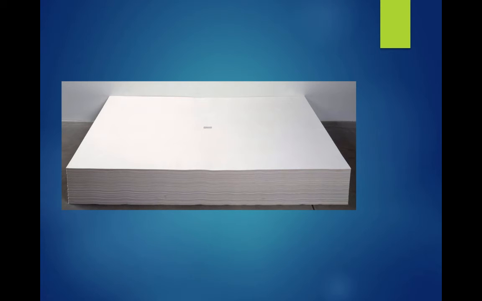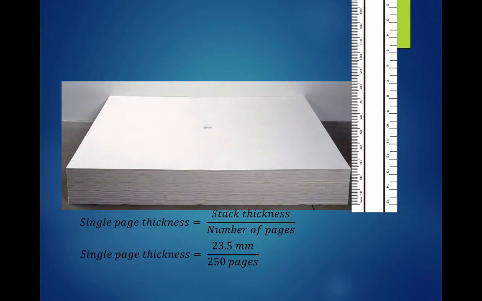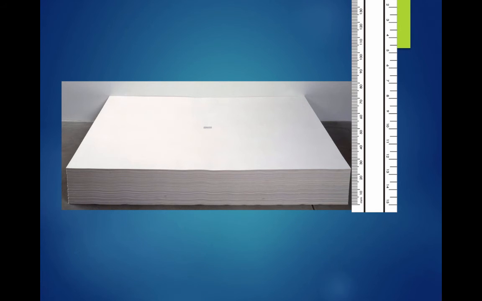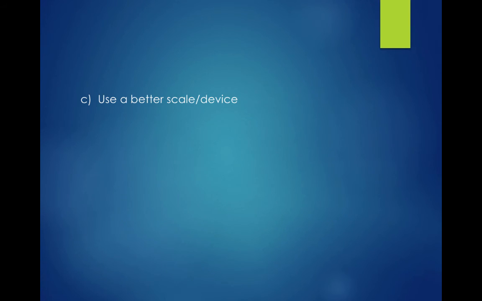If we estimate the stack of paper has a thickness of 23.5 millimeters with an uncertainty of 0.5 millimeters, the thickness of a single page is 23.5 millimeters divided by 250 pages, which makes a single page thickness roughly 0.094 millimeters thick. However, the relative uncertainty for a single page will be the same as for the stack of paper, which is 0.5 millimeters divided by 23.5 millimeters times 100%, 2.13%, which is well below the 5% limit for a good measurement. Use a better scale or device.